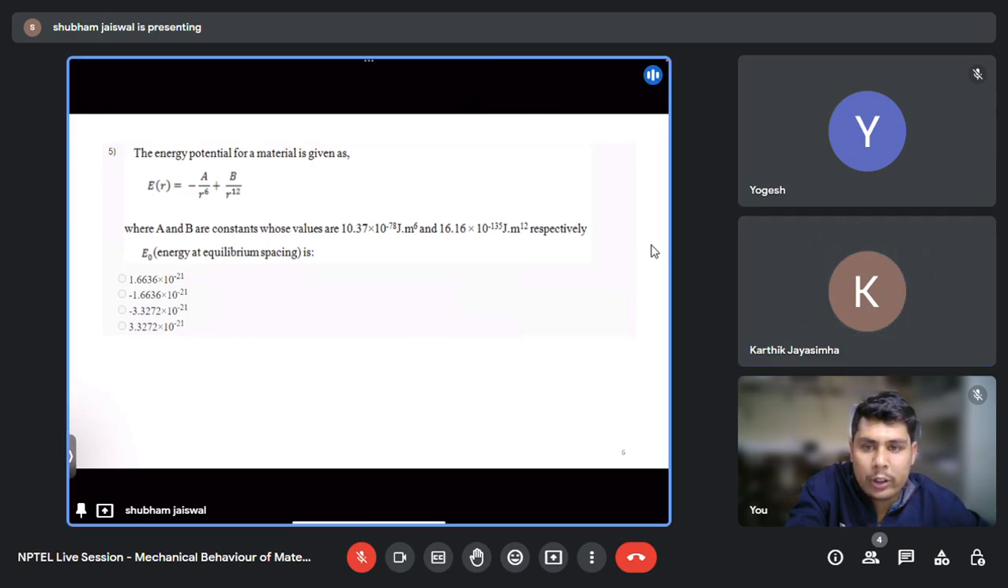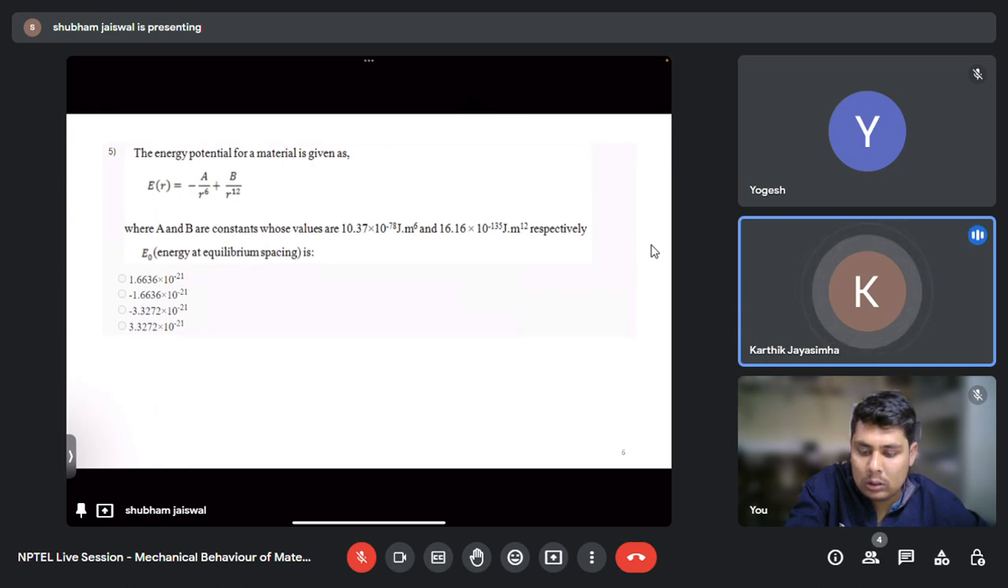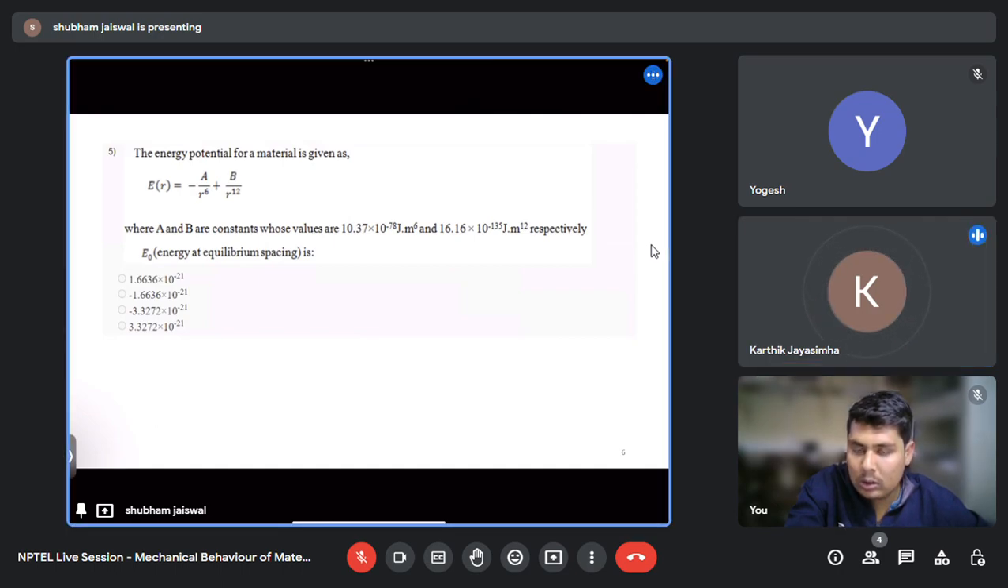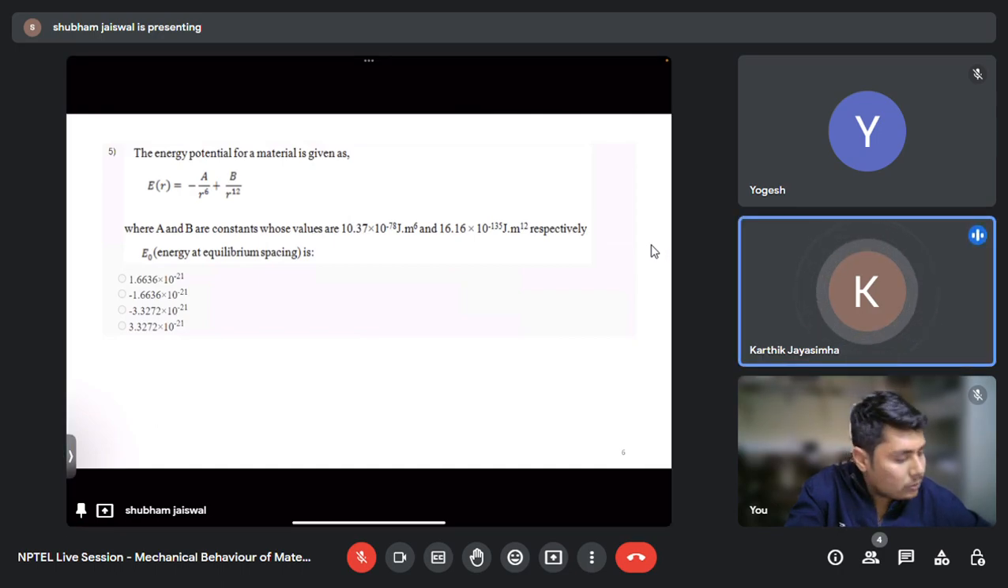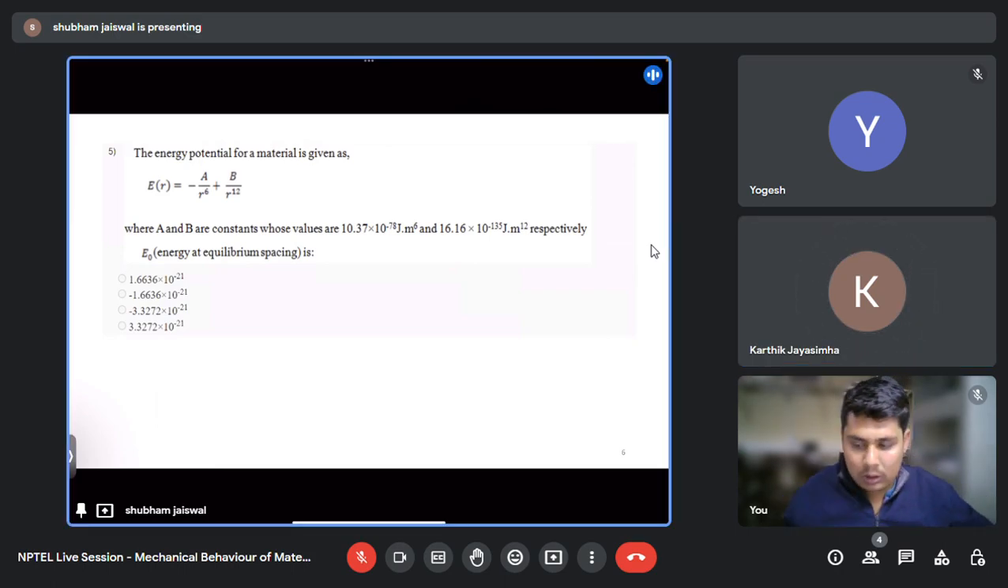Okay, so what answer did you get? I got r as 4.168 into 10 to the power minus 10, and from that I got E as minus 1.38. In fact, the correct answer is 1.66. I don't know, somewhere in the calculation I have gone wrong. Okay, so we will solve this question.